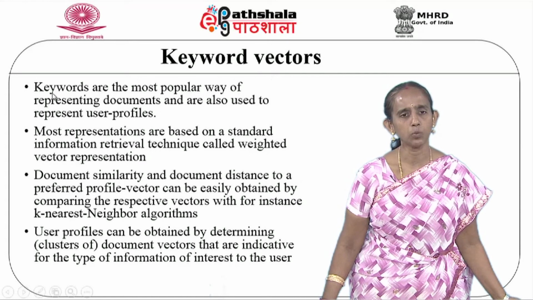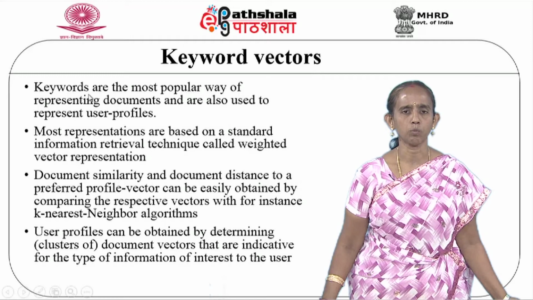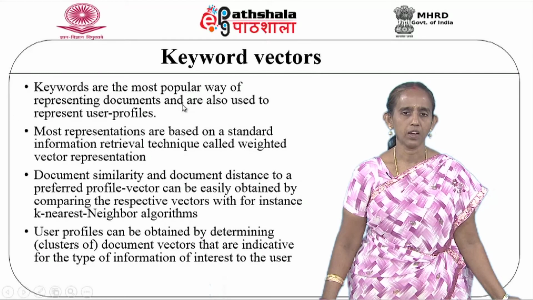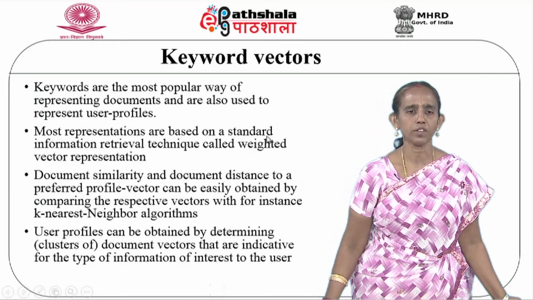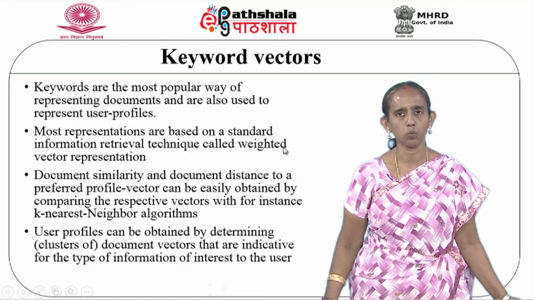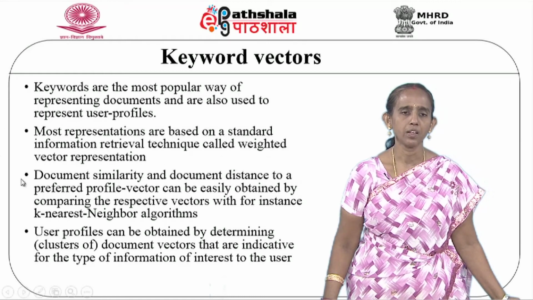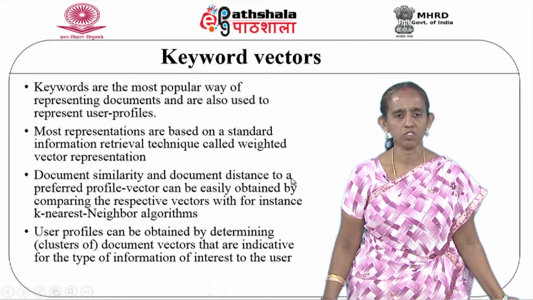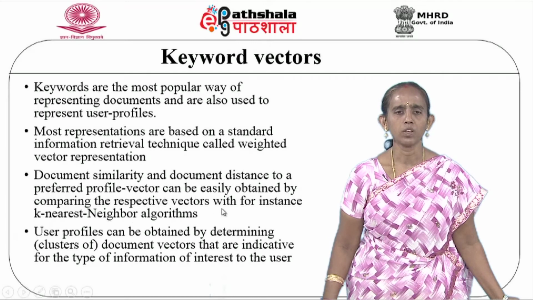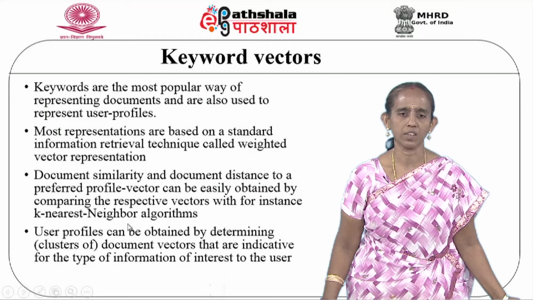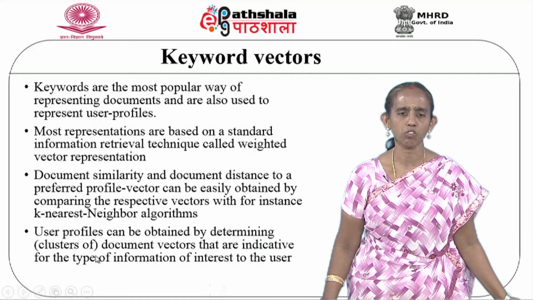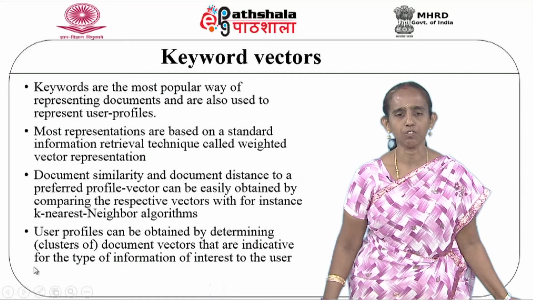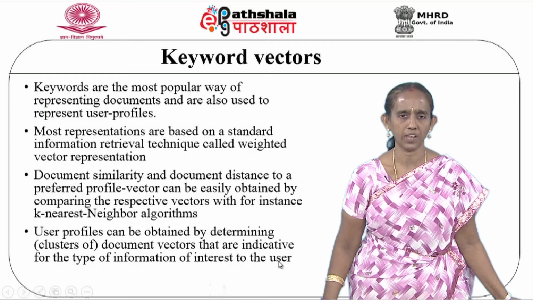The first one is keyword vectors. Keyword vectors are the most popular way of representing documents and are also used to represent user profiles. Most representations are based on a standard information retrieval technique called the weighted vector representation technique. The document similarity and document distance to a preferred profile vector can be easily obtained by comparing the respective vectors with, for instance, the k nearest neighbor algorithm. User profiles can be obtained by determining the clusters of document vectors that are indicative of the type of information of interest to the end user.